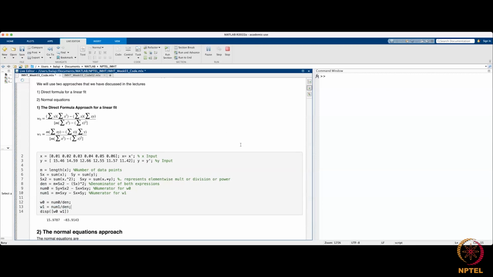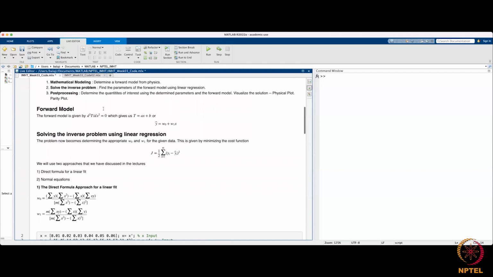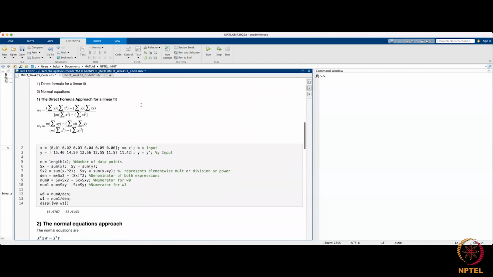So we'll just run this section. And here you get a display. At the bottom, you can see 15.97, which we would have calculated even earlier, is W0. And minus 83.91 is W1. Using this, you can now calculate all the other terms, which we already did in the previous videos. For example, determining T0 can be done by doing W0 plus W1 multiplied by 0, etc.